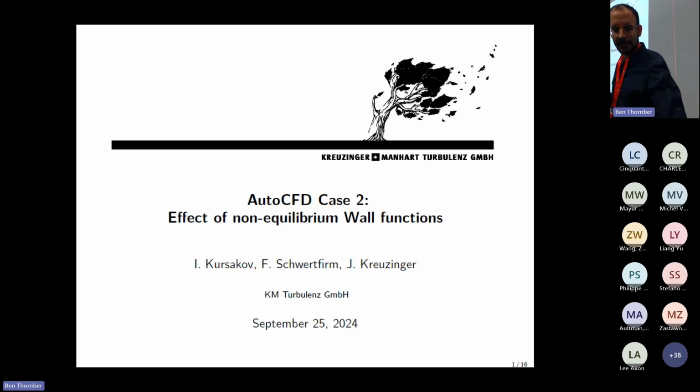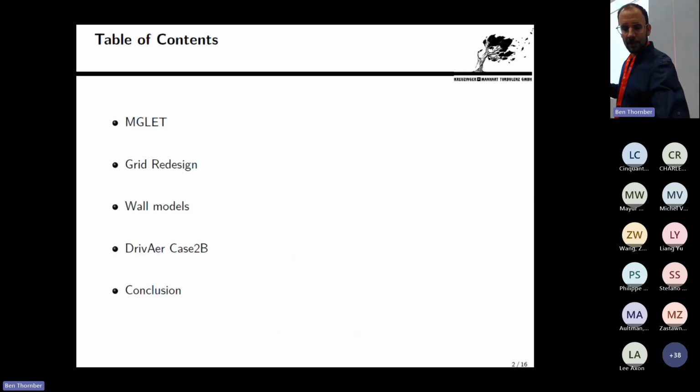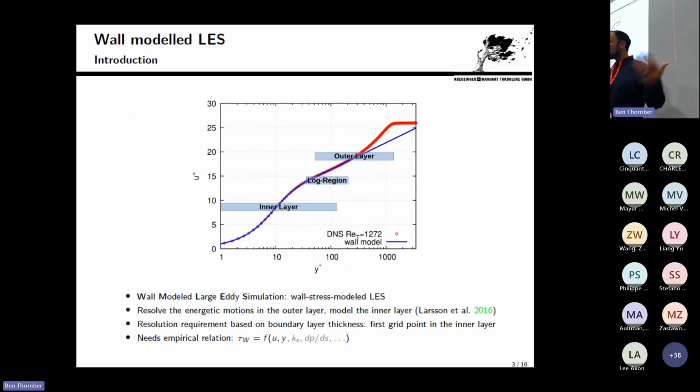Of course, one has to keep in mind that wall modeling is very code dependent and very numerics dependent. So this is in our framework. But basically, I want to start with an introduction of what I want to talk about.